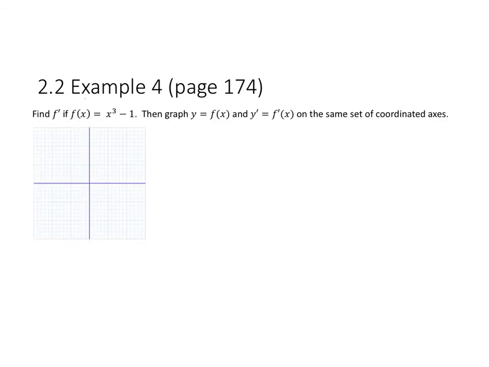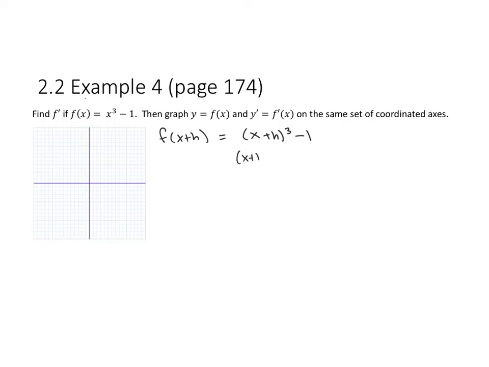Example 4 on page 174 asks us to find the derivative of f of x equals x cubed minus 1. Then to graph both of them on the same set of coordinates. I'm going to sketch the graph over here to the left, but I would definitely recommend actually graphing it on your graphing calculator. So I'll walk you through that when we're done with the problem. So first step I like to do is do f of x plus h, and we have f of x plus h cubed minus 1.